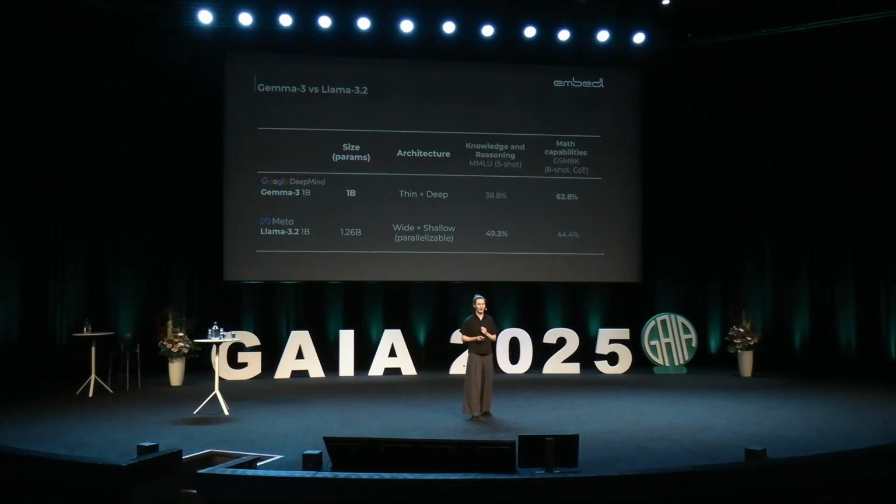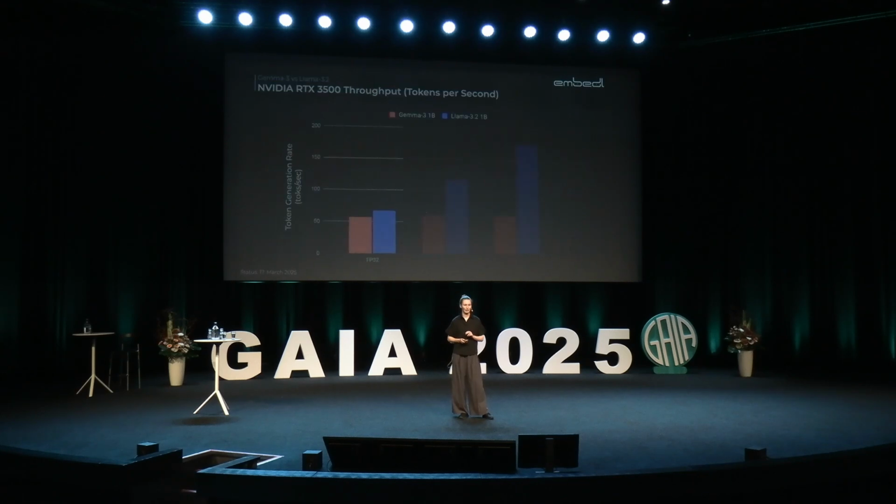But looking at the architecture, the Gemma 3 is quite thin and deep, and the Llama 3.2 is wide and shallow. And wide and shallow often sounds like it's nice for a GPU. So maybe even though the Llama 3.2 is larger, even 25% larger, it will perform quite well due to its more favorable architecture. So let's test out this hypothesis on an NVIDIA RTX 3500.